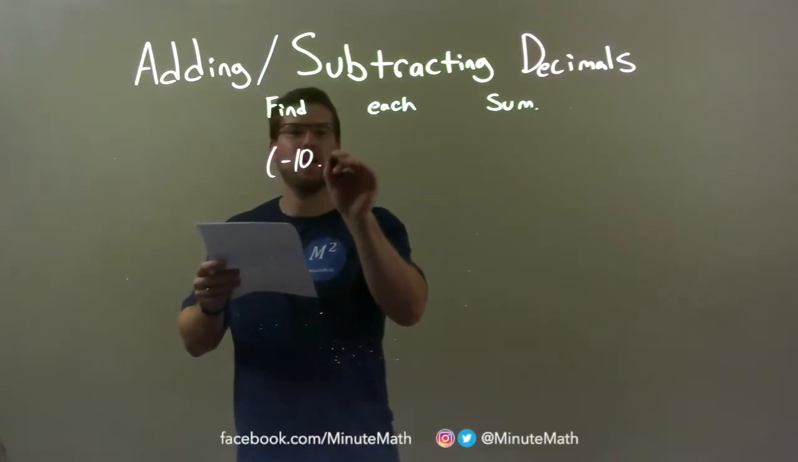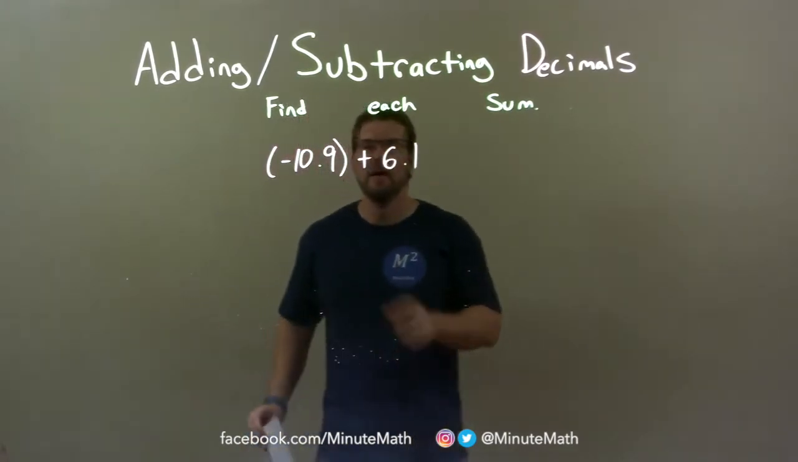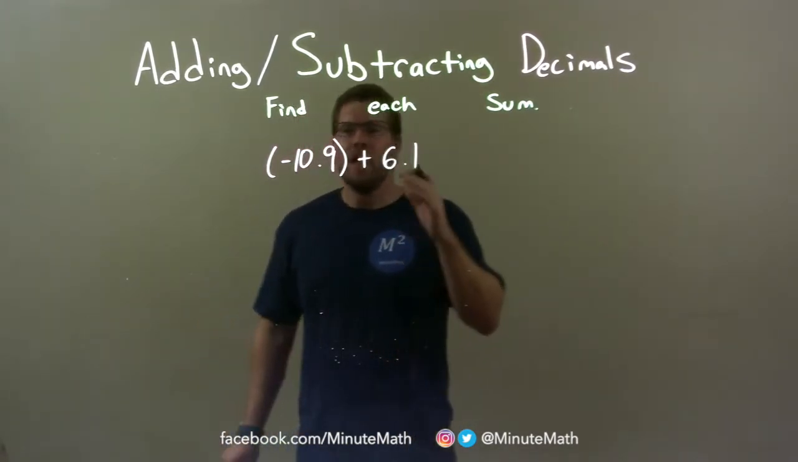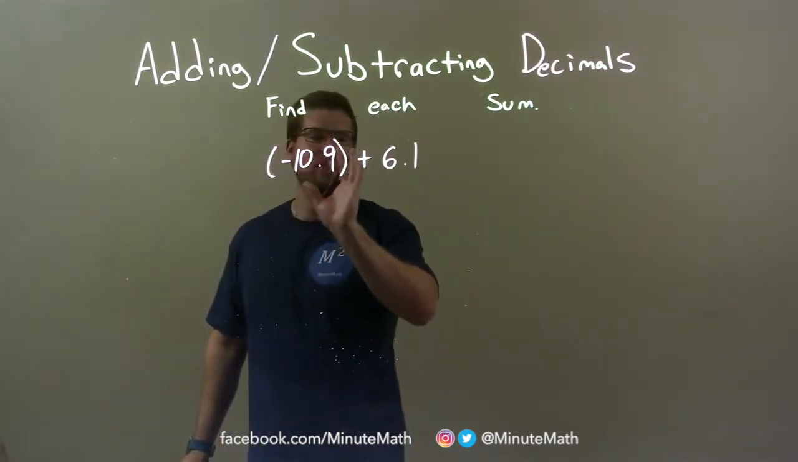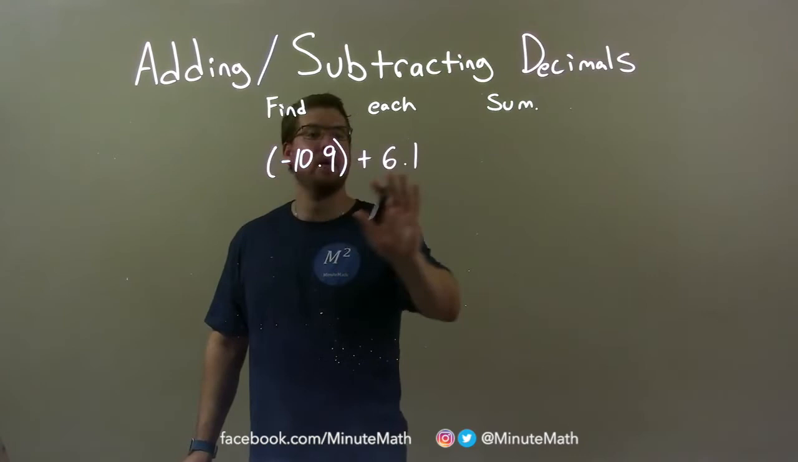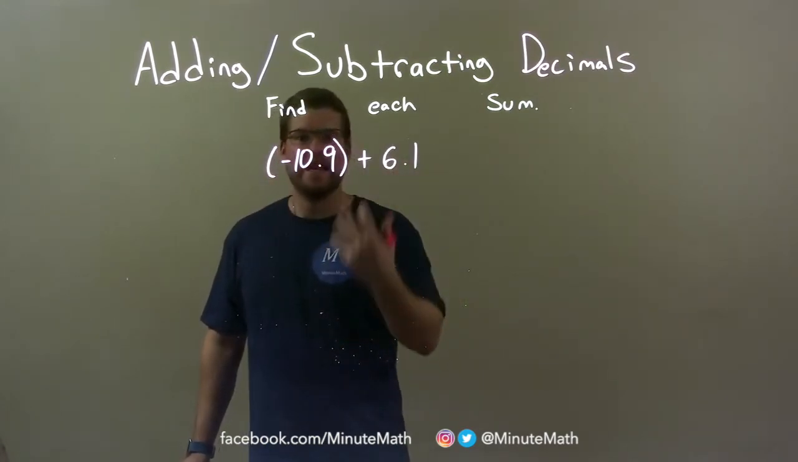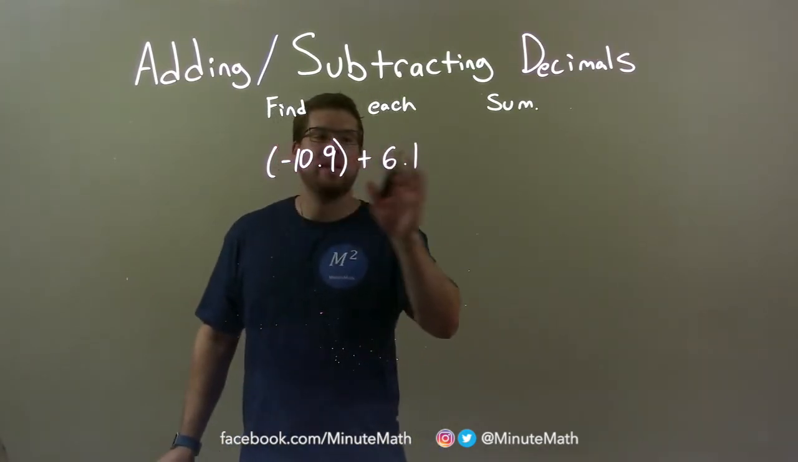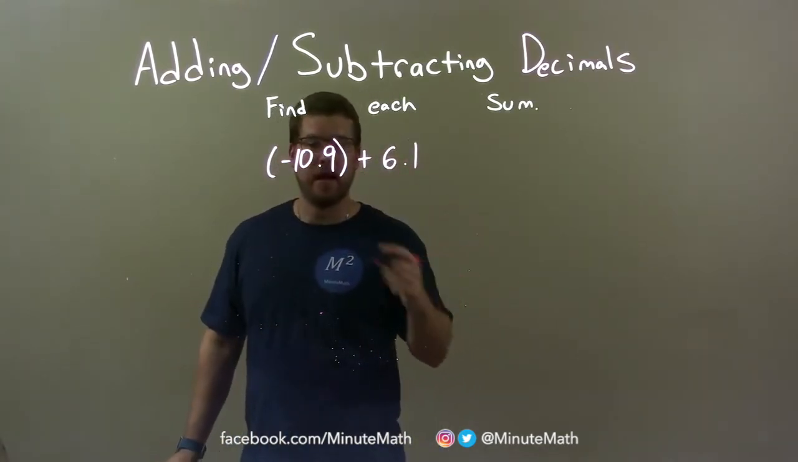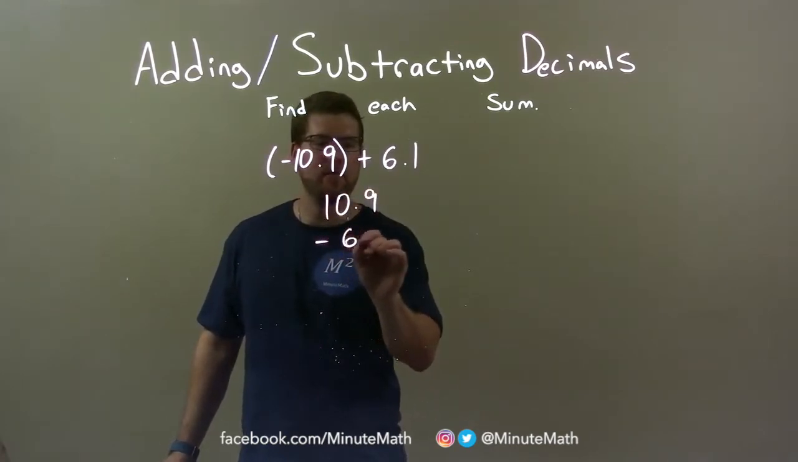Negative 10.9 plus 6.1. All right, so I'm going to add these two together. Well, this one's a little tricky, right? Since this negative number, 10.9, is larger in a sense when we take the absolute value than the 6.1 is, we're going to know our final answer is just a negative number when we find the difference between the two. So what I'm going to do is just find the difference between these two and then slap on a negative. So we have 10.9, and I'm going to subtract 6.1.